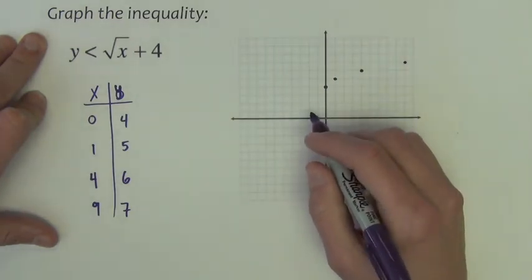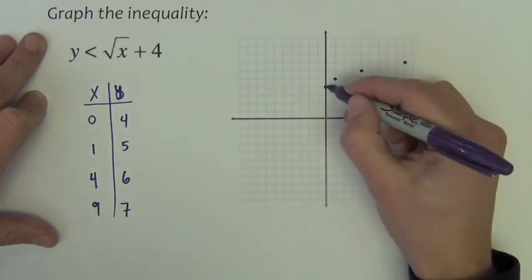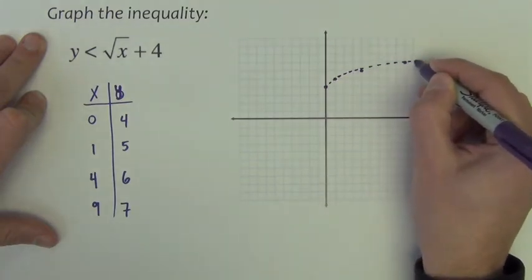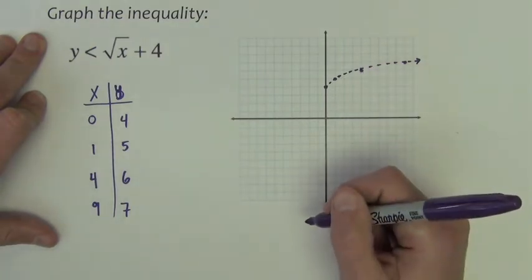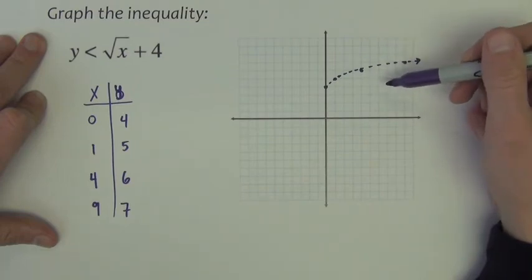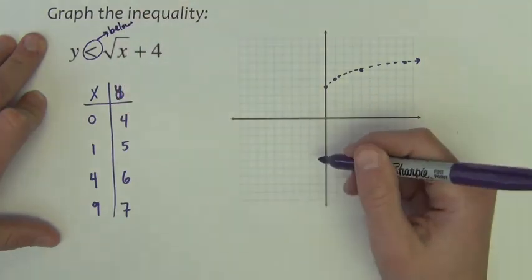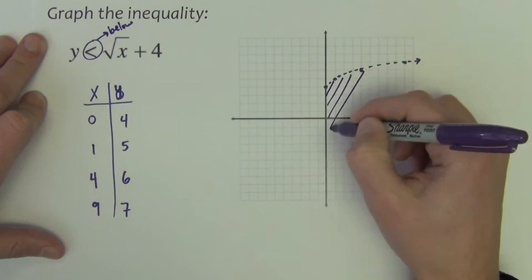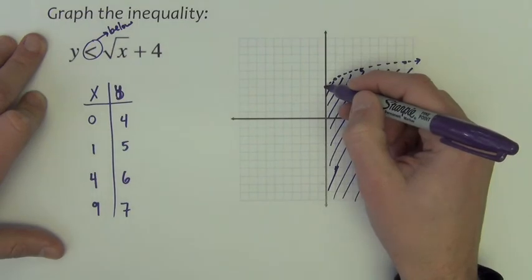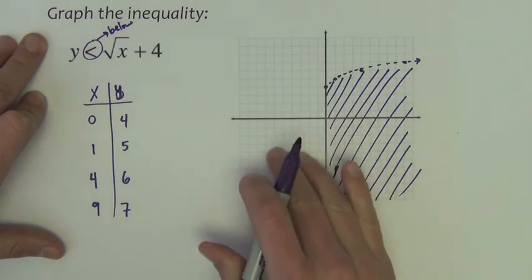Now recall when we do inequalities, we always connect the points with either a dotted, dashed, or a solid line. This one, because the inequality is not equal to, I'll make it a dashed line. And then we have to shade either above or below this line. The inequality is less than, which implies below the line. So we're going to now shade below, keeping conscious of the fact that this graph does not go past the y-axis. So we cannot shade down in this empty area.